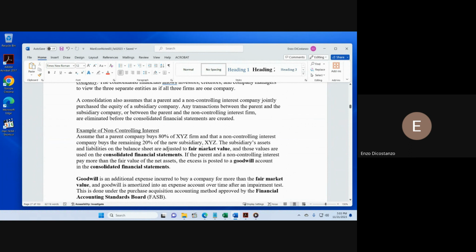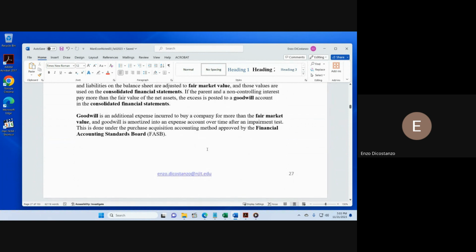In the consolidated financial statements, goodwill is an additional expense incurred to buy a company for more than the fair market value, and goodwill is amortized into an expense account over time after an impairment test. This is done using the purchase acquisition accounting method approved by the Financial Accounting Standards Board.